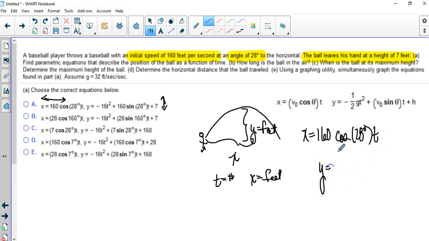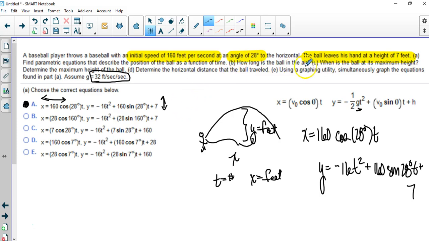And then my y, we're assuming that g is 32 feet per second squared, which is kind of the staple that we use a lot. Because we tend not to measure things in meters in the States, I got a negative 16t squared plus 160 sine of 28 degrees t, and then h is my starting height, so that's going to be a 7. And so I'm looking at A. Those are my two expressions. They look very fancy, but they're not that bad. That is the first part of this.